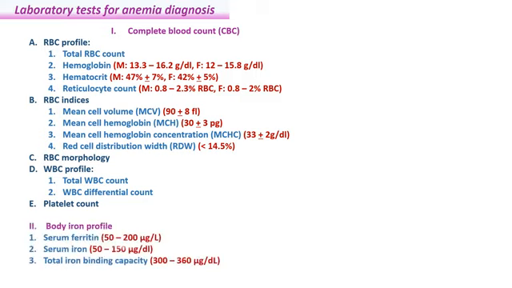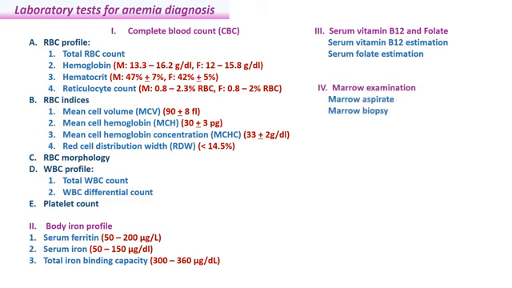Next, come to the body iron profile. Under this heading, there are serum ferritin, serum iron, and total iron binding capacity. Next is the serum vitamin B12 and folic acid estimation, and marrow examination, that is marrow aspirate and marrow biopsy.